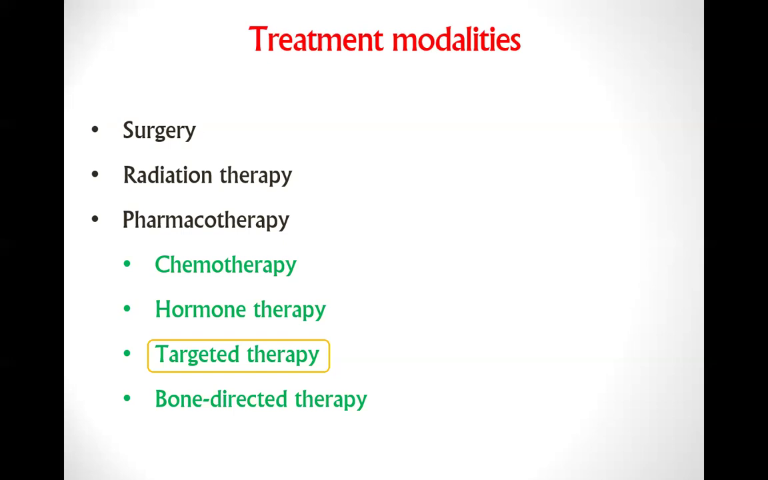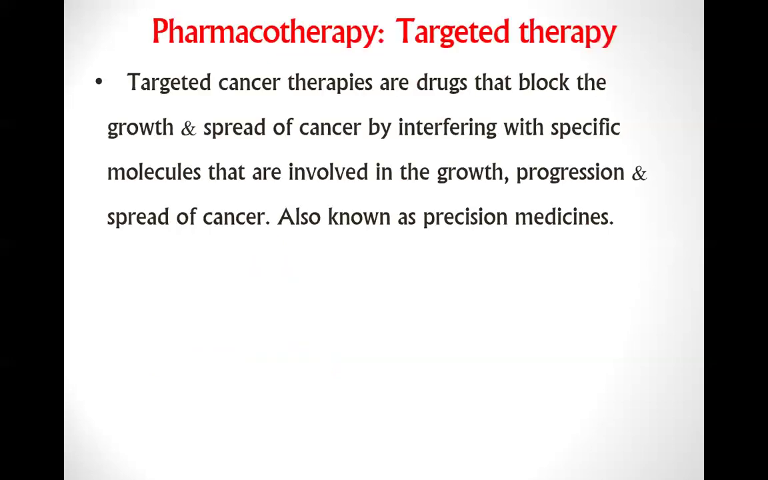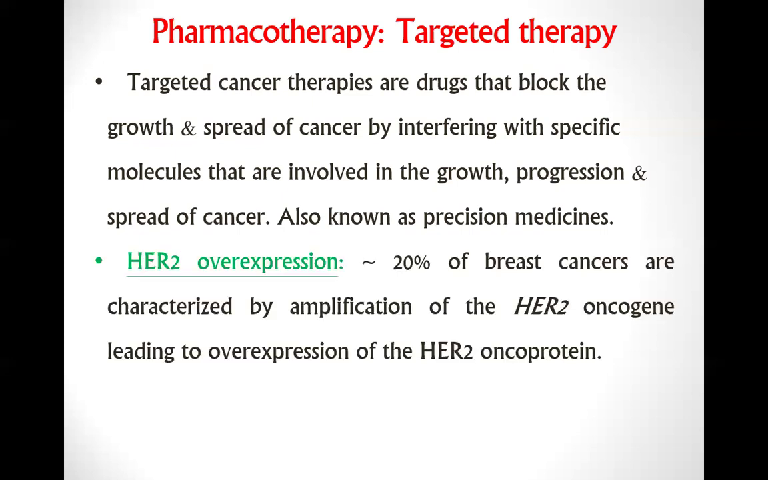Targeted therapy: these are the drugs which block the growth and spread of cancer by interfering with specific molecules that are involved in the growth, progression, and spread of cancer. Since they are highly specific and selective, keeping in mind the pathophysiology of breast cancer, they target very specific molecules. They are known as targeted therapy or precision medicines. And one of those molecules is HER2.